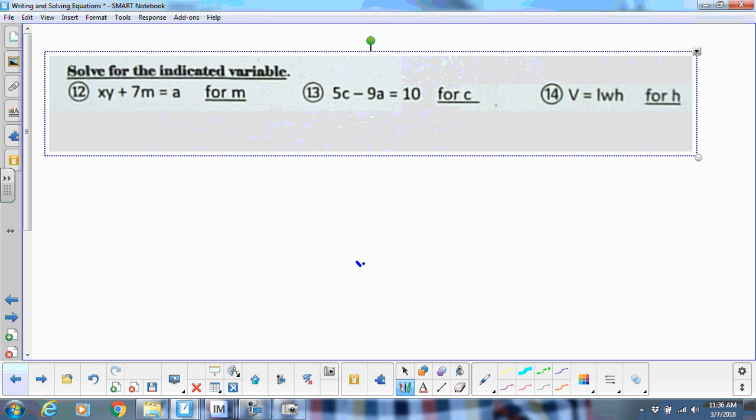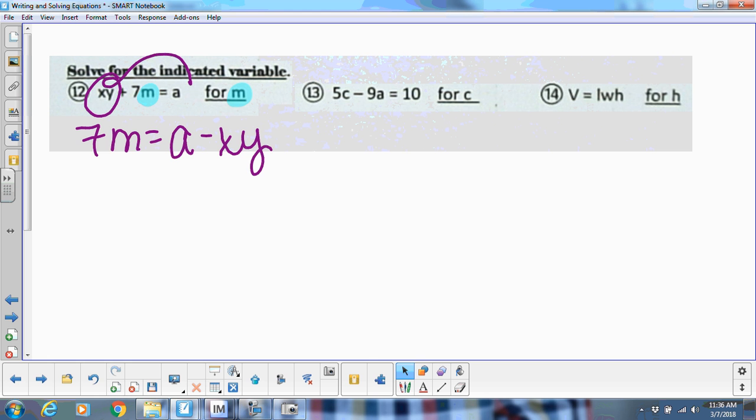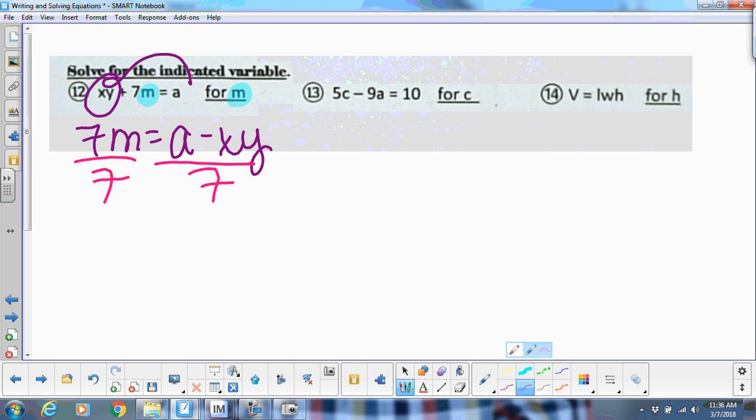Okay, so I'm actually going to work out all 12, 13, and 14 with you. Okay, ultimately your goal here is to get this letter by itself. Okay, so just like a normal equation, I'm going to start by moving my xy. When I move my xy, I cannot combine that with a, so it's just a minus xy. And then in order to get m all by itself, I'm going to divide both sides by 7.